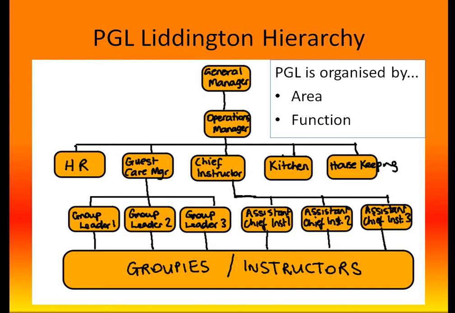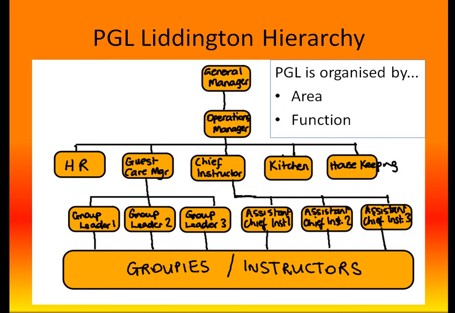So PGL are organised based on area and function. So this is the PGL Liddington hierarchy. You can see the general manager is at the top, then the operations manager, then we have a third layer of management with human resources, guest care, chief instructor, kitchen and housekeeping. The guest care manager manages 3 group leaders who then manage the groupies, and the chief instructor manages 3 assistant chief instructors who also manage the instructors.